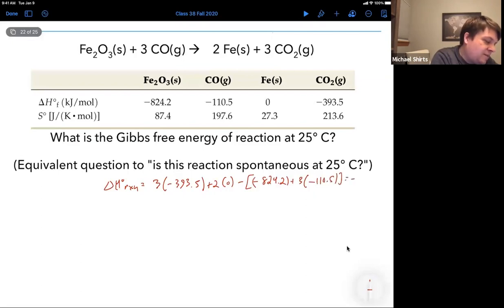So we add that up, we get minus 24.8 kilojoules per mole. So we got a lot of big numbers going back and forth. It just barely balances out. This is a slightly exothermic reaction.